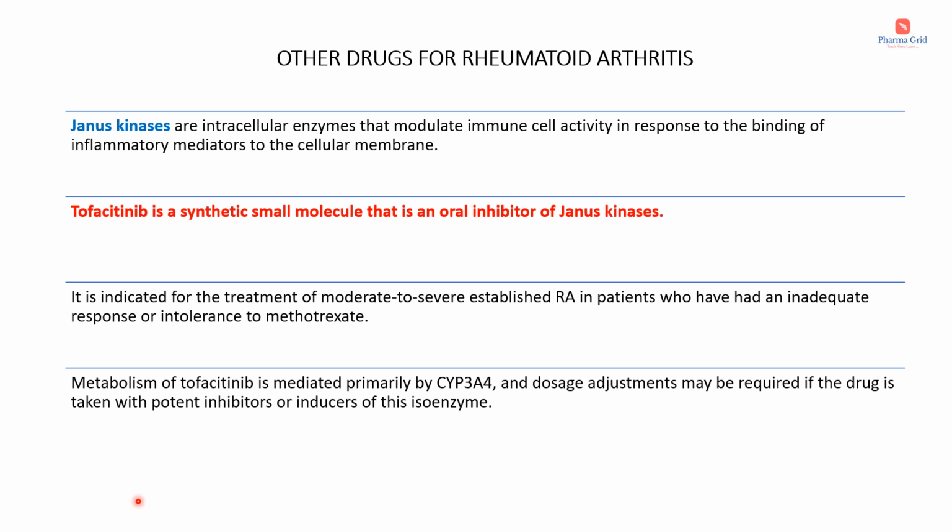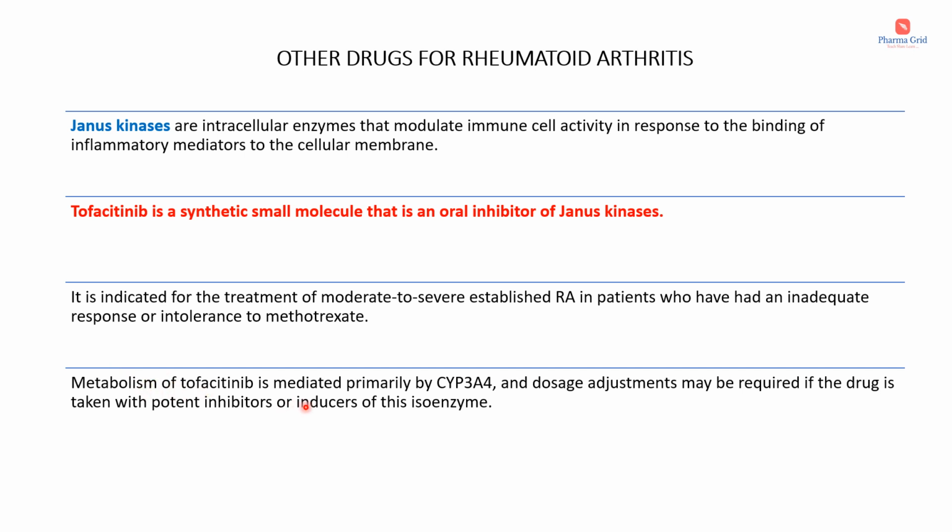Okay, so the next category is Janus kinase inhibitors. Janus kinases are intracellular enzymes that modulate immune cell activity in response to the binding of inflammatory mediators to the cellular membrane. Tofacitinib is a synthetic small molecule that is an oral inhibitor of Janus kinase. So an example of a Janus kinase inhibitor is tofacitinib. This drug is indicated for the treatment of moderate to severe established RA in patients who have had an inadequate response or intolerance to methotrexate.